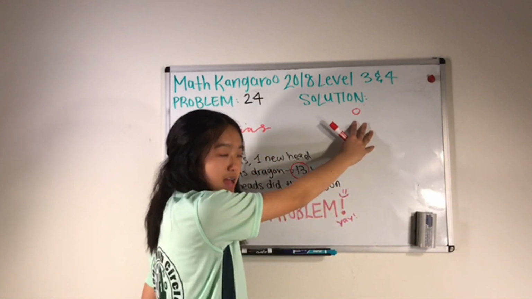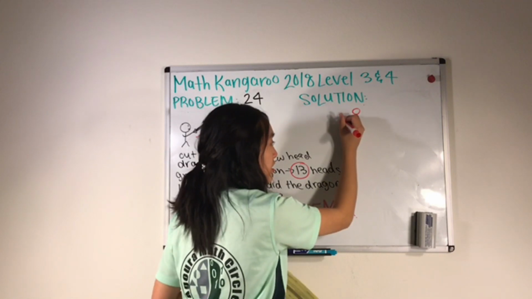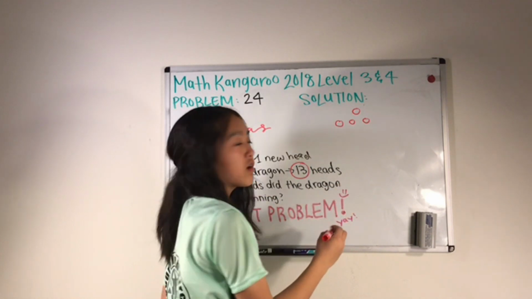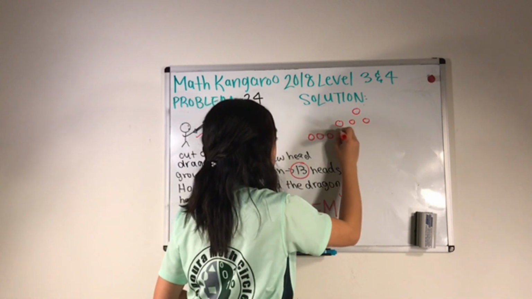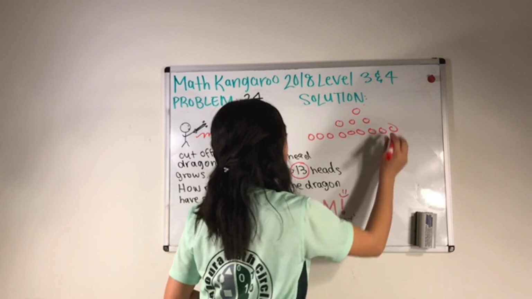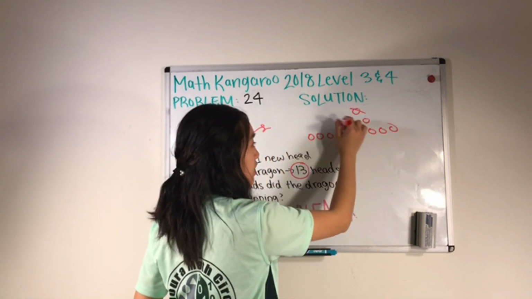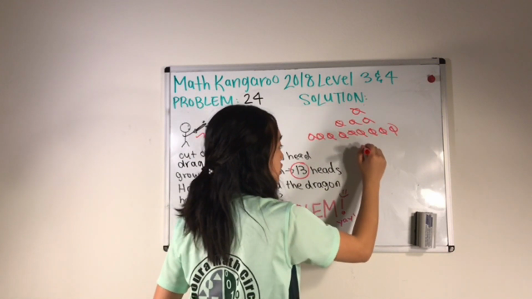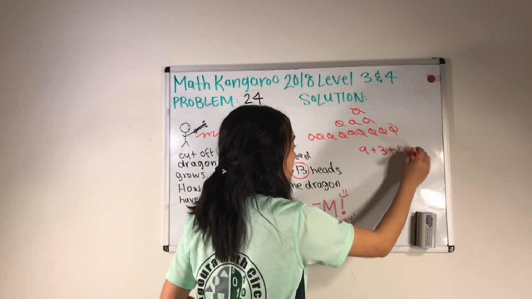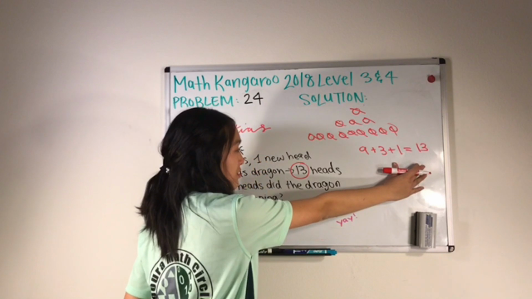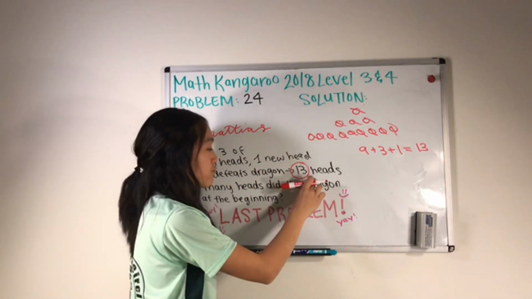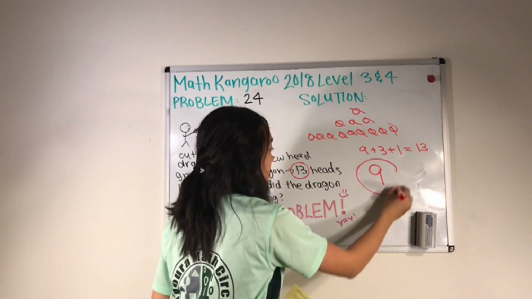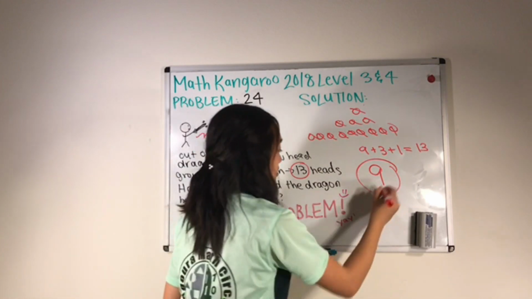So if we have 1 head in the end, that means that before that 1 head, Matthias must have cut off 3 heads. And before those 3 heads, Matthias must have cut off 9 heads. Now if we look closely, Matthias had to cut off this head and then all these heads as well. And if you count how many there are, there's 9 plus 3 plus 1. And that equals 13. So that means Matthias cut off 13 heads. And that matches the requirement set from the problem. Which means that in the beginning, the dragon that he was trying to defeat had 9 heads. Which gives you the answer of letter B.